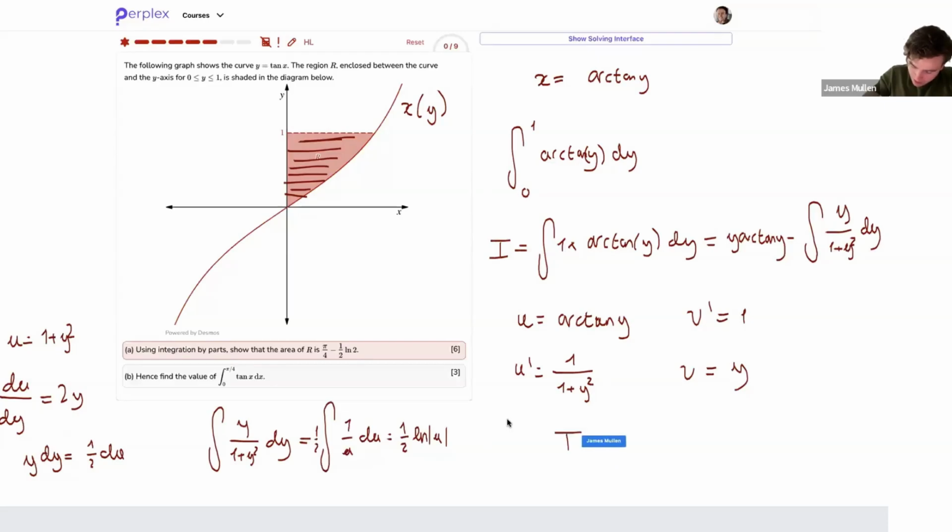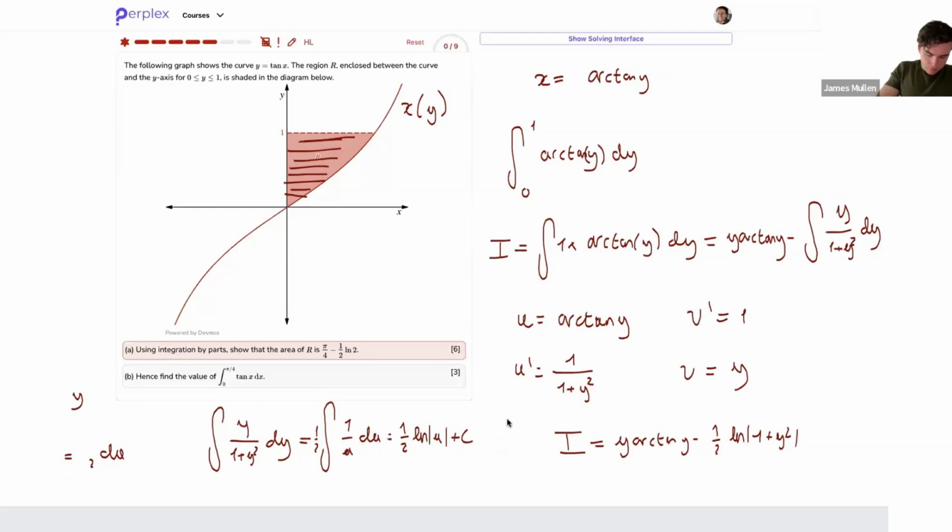So over here, that means that I is equal to y arctan of y minus half ln of the absolute value of u, which is 1 plus y squared. You could put a plus c, but it's not going to matter because it's a definite integral. That now gives me my indefinite integral, and I need to put the boundaries on that. So let me make a bit of room, and we'll put the boundaries on.